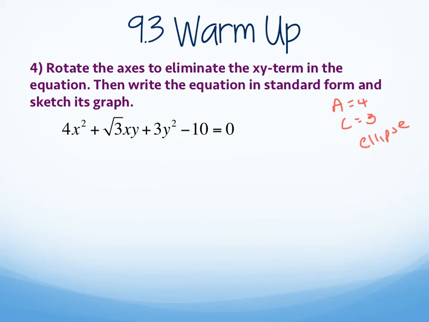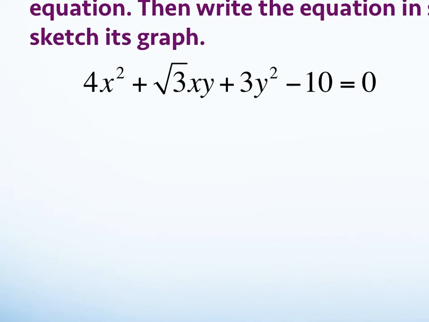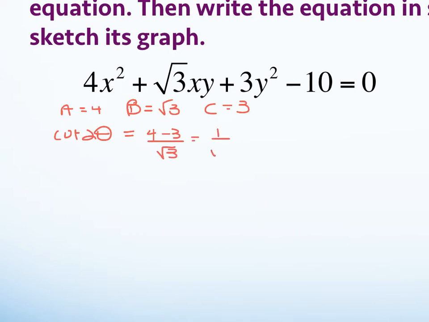All right, so let's start with theta. So my A was 4, my B is square root 3, and my C is 3. So the cotangent of 2 theta would equal A minus C over B. So 4 minus 3 over the square root of 3, which is 1 over root 3. And then we're going to look at the tangent, so we're going to flip it. So the tangent of 2 theta is root 3.